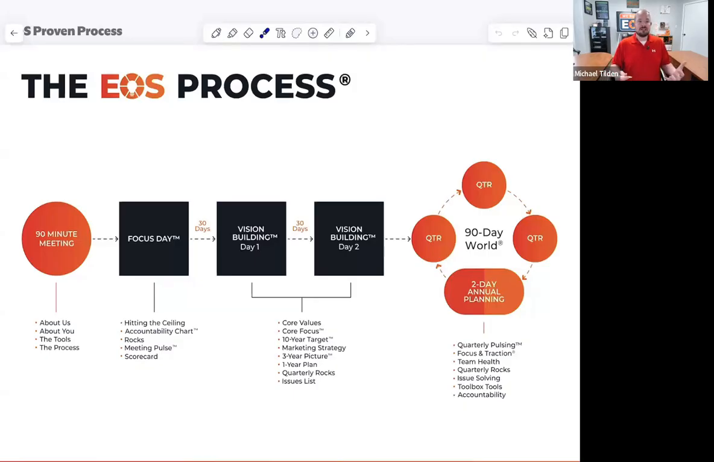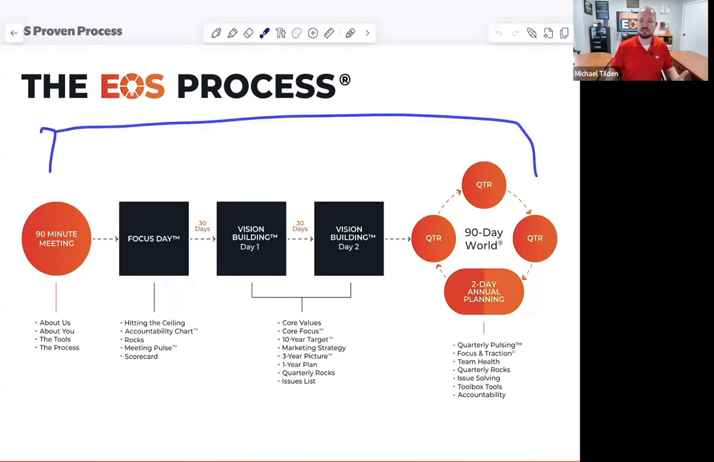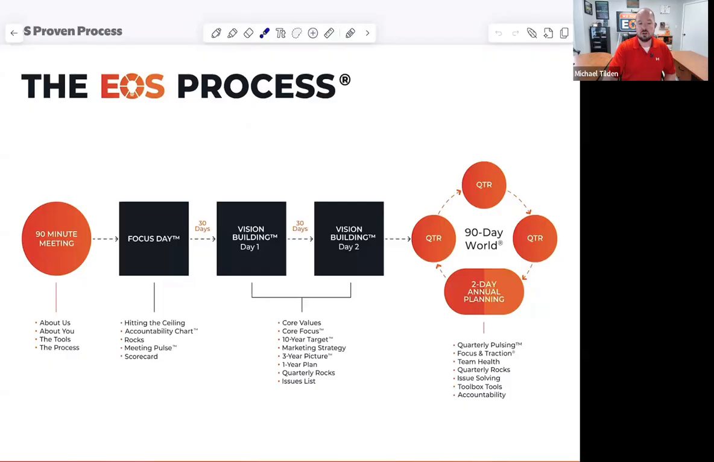So that is the fastest overview of EOS, the tools, the EOS process that you're jumping into and your company has already been in. They are at some stage in this process, somewhere along the line. And so I hope this has been a really good introduction and use of your time. If you have any questions at all, please contact me.